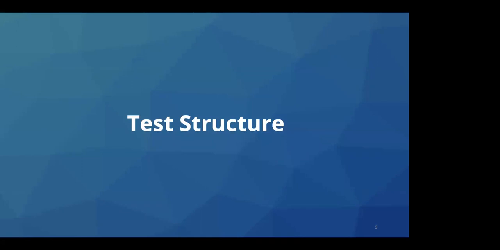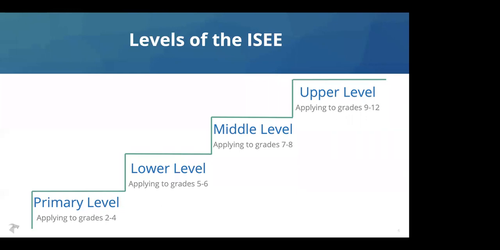Let's start by talking a little bit about the structure of the test. There are several levels of the ISEE, including primary, lower, middle, and upper. When determining which level of the test you need to take, keep in mind that the level of the test is dependent on the grade you are applying to rather than your current grade level.